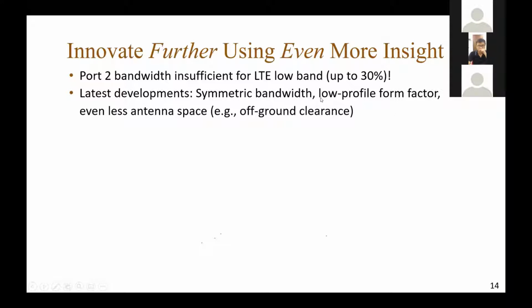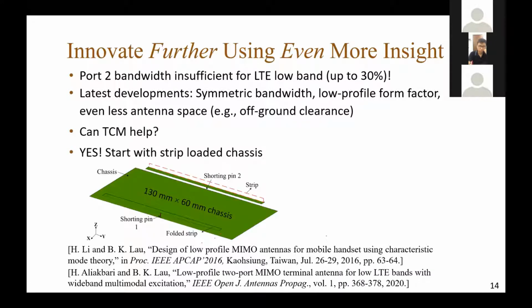So you need sort of the same bandwidth for both ports. You need to have low profile because since then, the height of the profile of the smartphone has become smaller. We have less antenna space because of the off-ground clearance. Because of the large display screen, we cannot extend the antenna beyond the edge of the chassis by as much. So how can we get help from TCM? Can we innovate more with the insights that we can get from TCM?